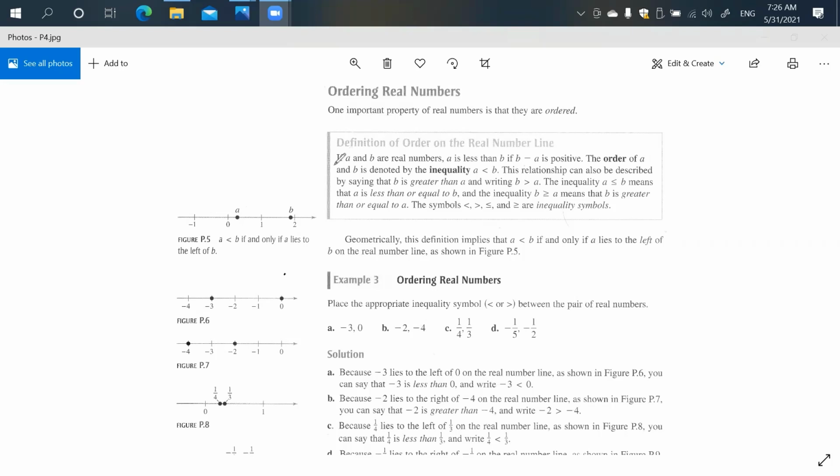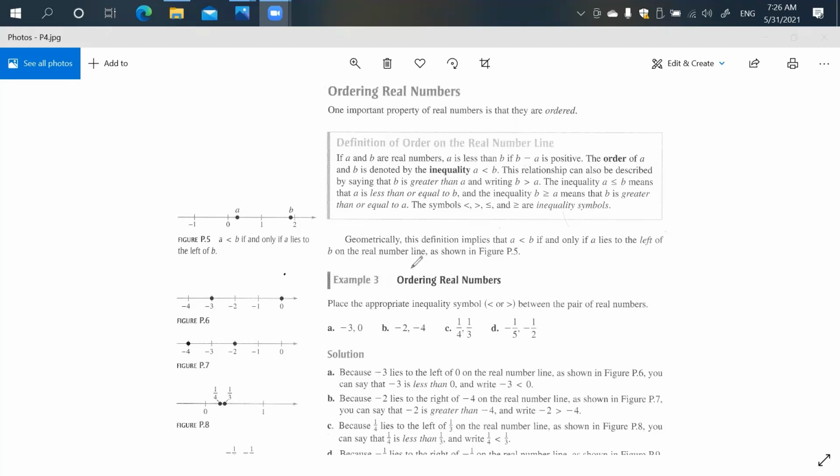This class, the topic we're going to learn continues from the real numbers. This lesson is ordering real numbers. This is one important property of real numbers, because the ordering is really important; we have to know the ordering of the real numbers.